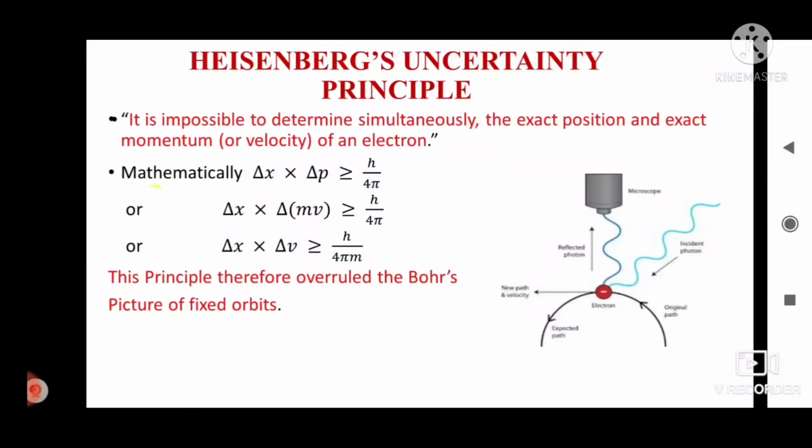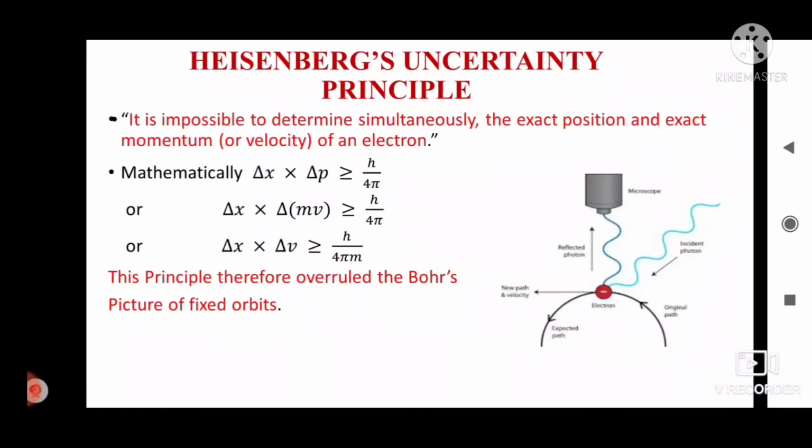Mathematically, the uncertainty principle may be expressed as delta x into delta p greater than or equal to h by 4 pi, or delta x into delta mv greater than or equal to h by 4 pi, because delta p is momentum, that is mass into velocity. Or we can write this equation as delta x into delta v greater than or equal to h by 4 pi.